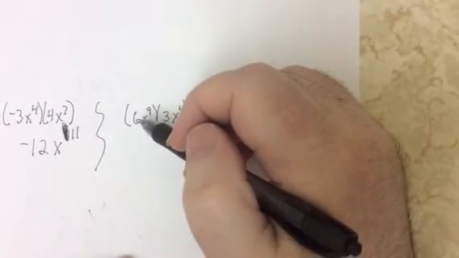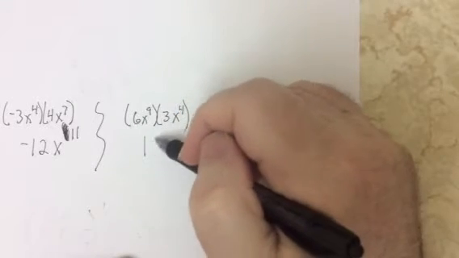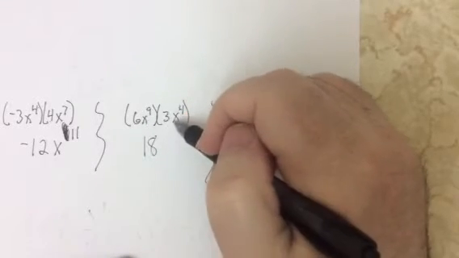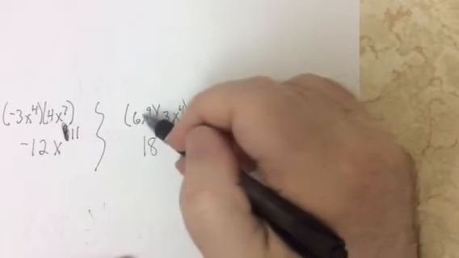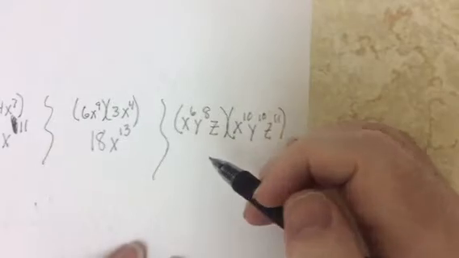So here we go in the secret room in Divine Child. 6 times 3 is 18. X to the 9 times x to the 4th. You have 4 of these multiplied by 9 of these. So that would be 13 of them.